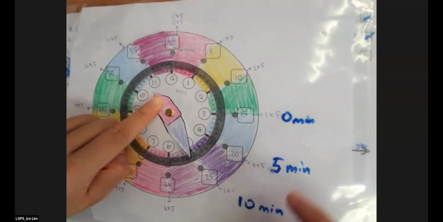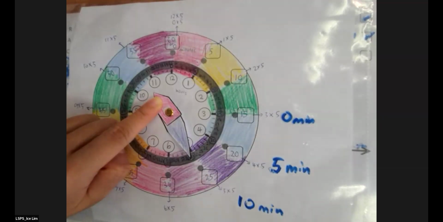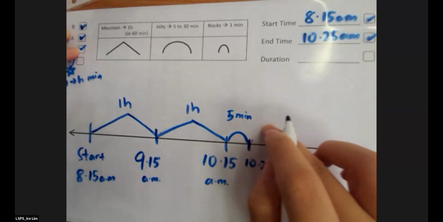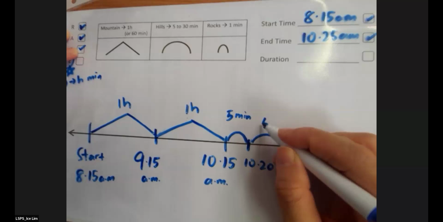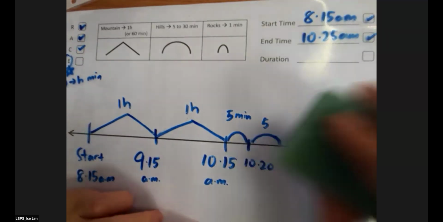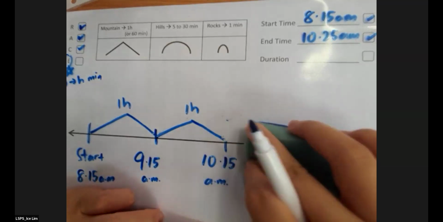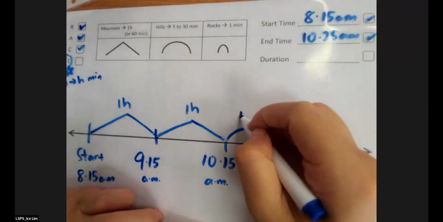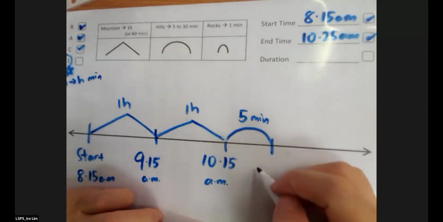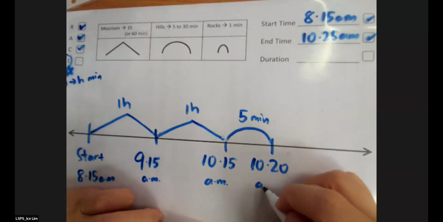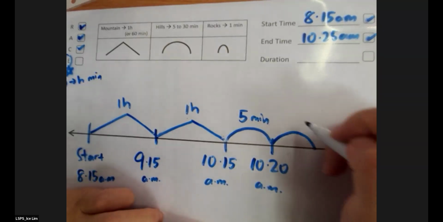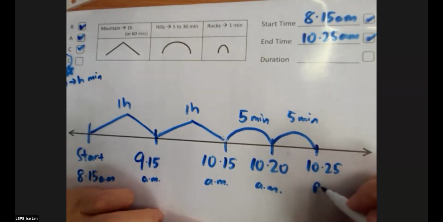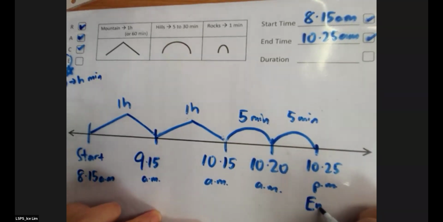So 5:0, 5:10. So that makes another 5 minutes. And draw another hill. Let me draw the hill a bit bigger so that it looks neater, and there's more space. Then one more, 5 minutes to 10:25, which is the correct end time.